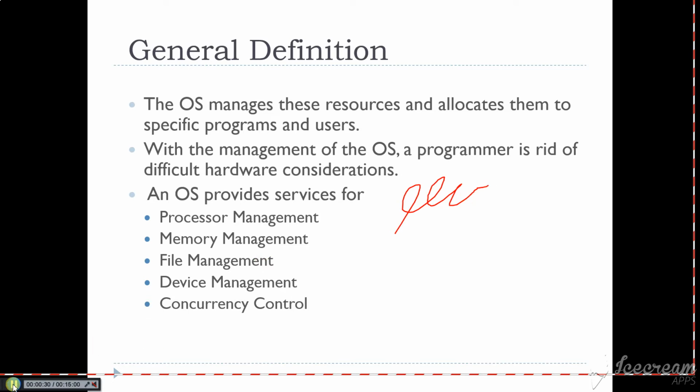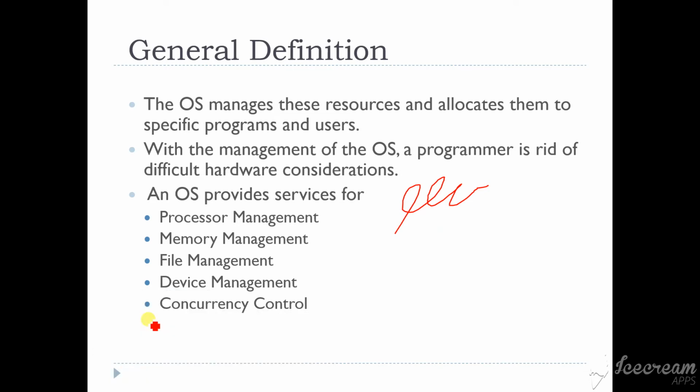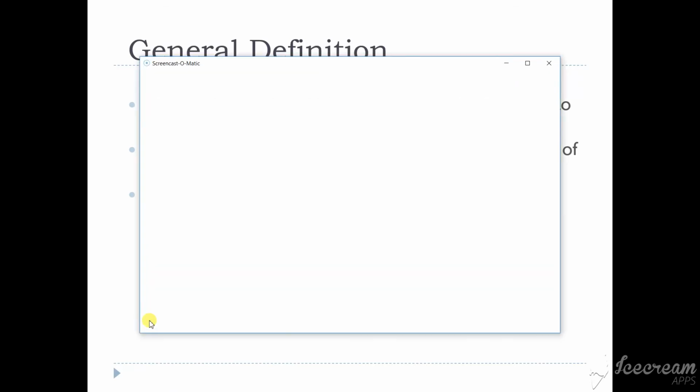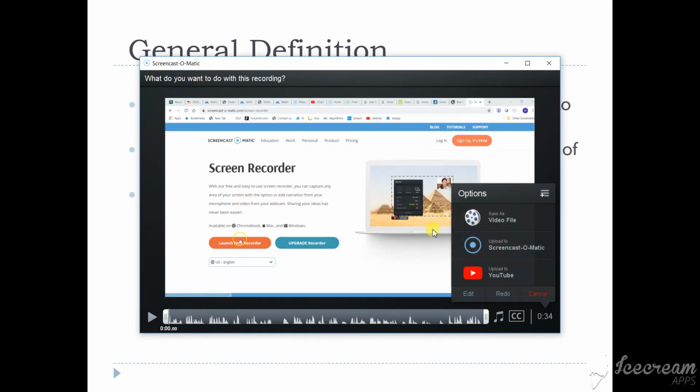Once I'm done, I just have to pause the recording and click on done. So I can edit the video if I want, or I can just save and upload it. When I do so the system will give me a few options. I can save the video on my laptop, or I can upload it to the server of Screencast-O-Matic, but you have limited size there, or you can upload it directly to YouTube.